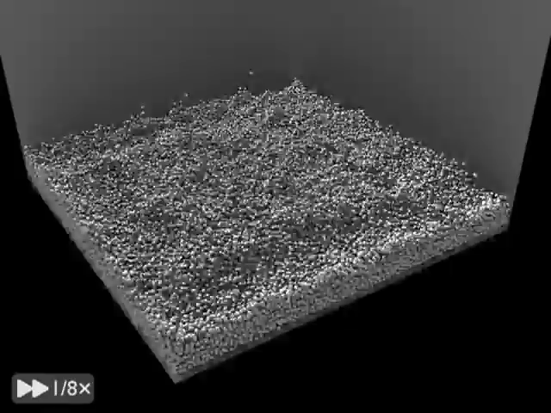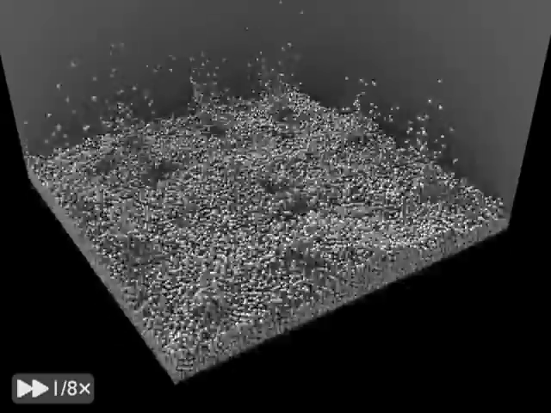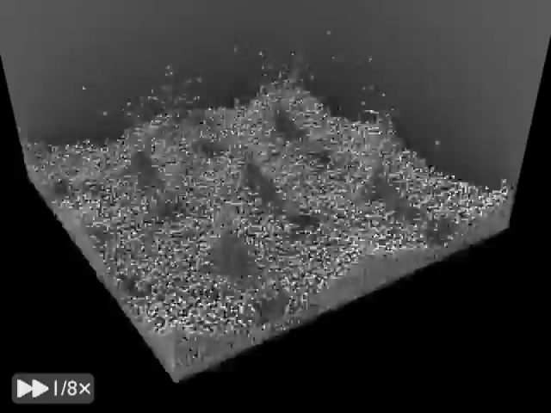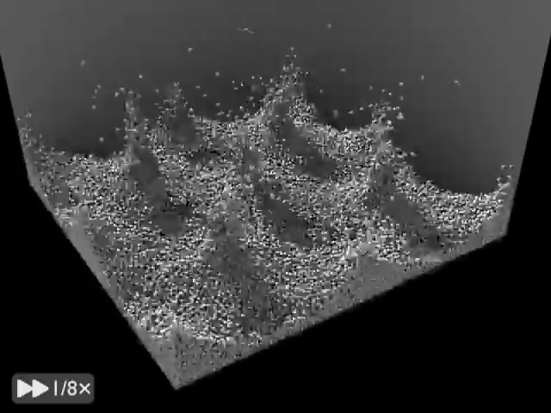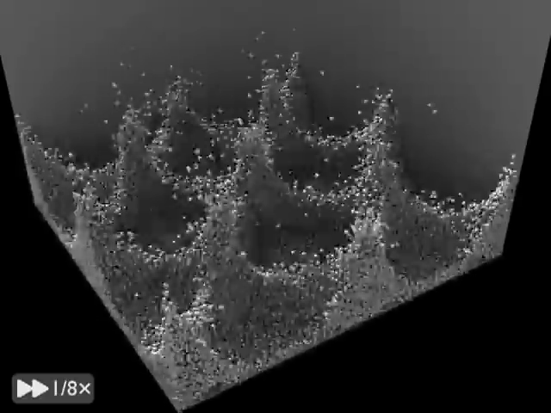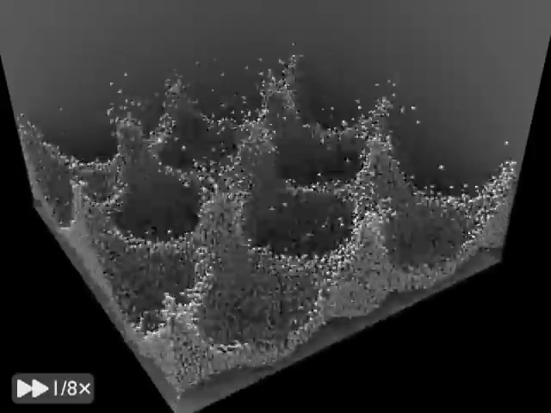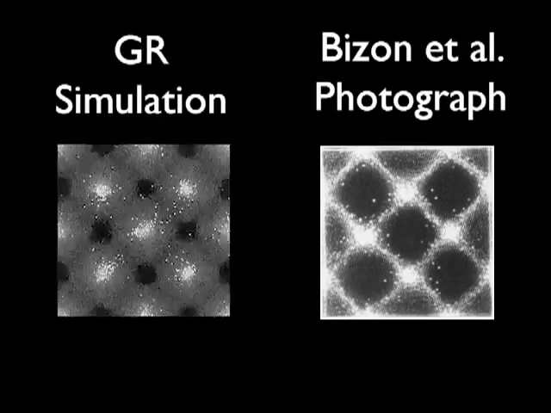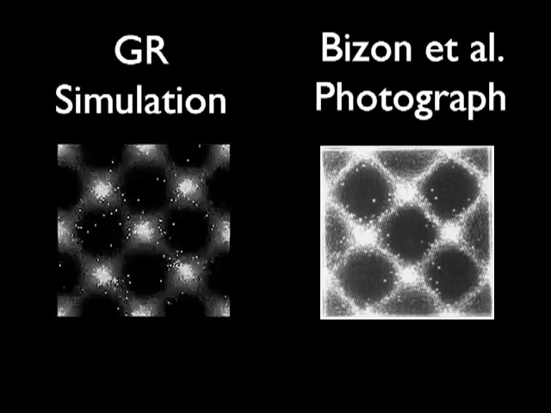By driving the container at a different amplitude and frequency, the grains form a stable square pattern. Notice how the square pattern emerges dynamically over time and remains stable in correspondence with the experimentally observed behavior. Again, we note a match to the experimentally observed pattern on the right.